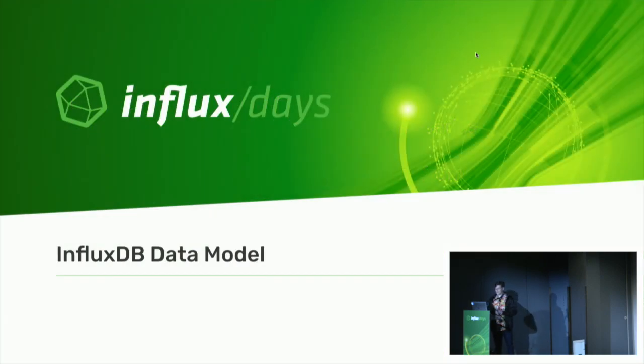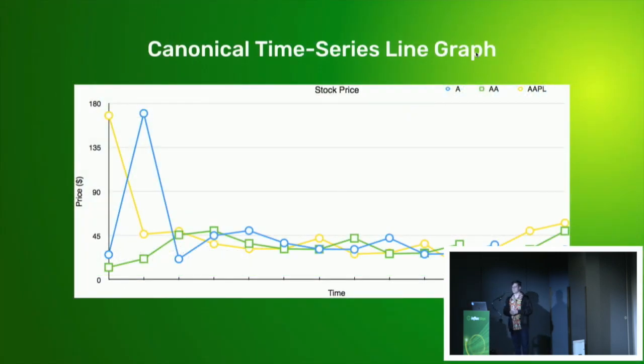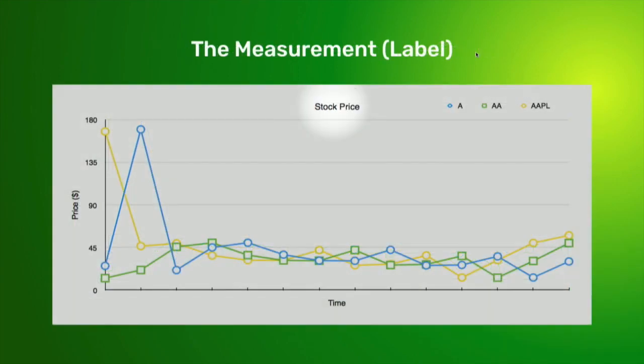So we'll move on to the InfluxDB data model. To explain the data model, I usually start with a typical time series graph. For all intents and purposes, stock data works very well for that. Up at the very top of that graph, we have the label of the graph. We call this label the measurement in InfluxDB. It's like a high-level grouping for all of the data that comes beneath it.